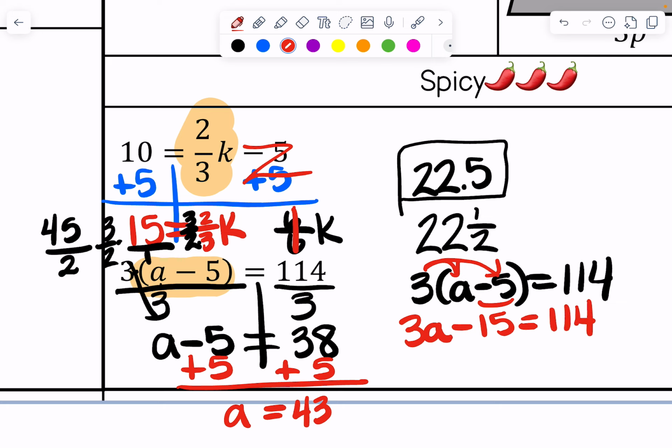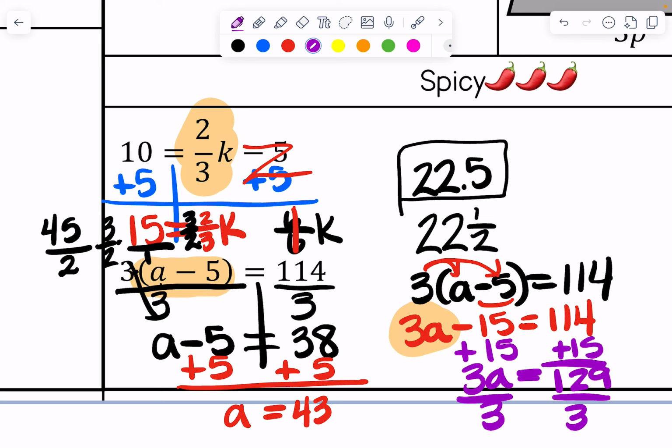So now my variable is locked in with that 3. And so the first thing I would need to do is undo the minus 15 by adding 15. So now I have 129 and 3a, and then now I divide by 3, and I'll still end up with 43. So this one you actually have 2 different ways that you can go about solving that equation.